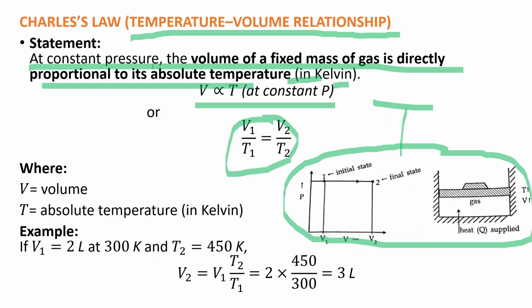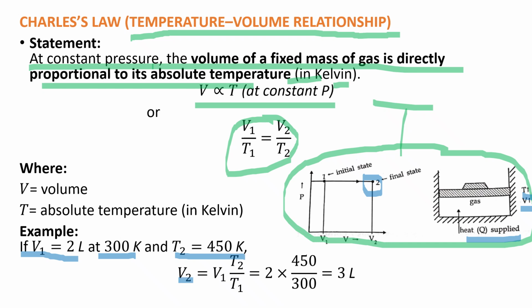Initially you can say the gas is at T1 and V1 state. When heat is supplied, it will reach the V2 and T2 state. So you can see, if the initial volume is 2 liter and temperature is 300 Kelvin, now if the final temperature is 450 Kelvin, what is the V2 value?